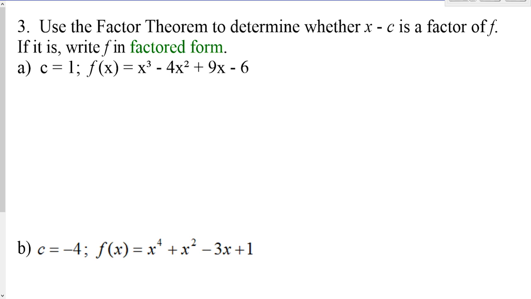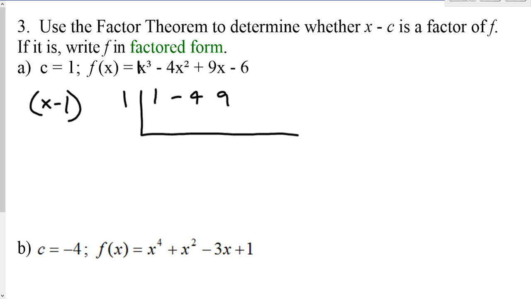Using the factor theorem to determine whether x minus c is a factor of f. If it is, write f in factored form. Okay, so if c equals 1, that gives rise to the factor x minus 1. Using synthetic division, I have a 1 there. I divide by the coefficients 1, -4, 9, -6. Drop this down and I get 1. And then I get a 1 here, -3, -3, 6, 6, remainder of 0.